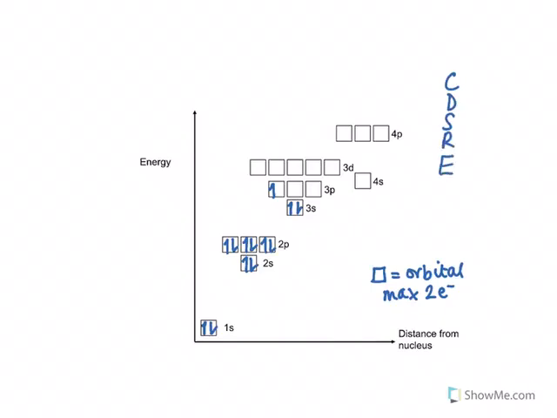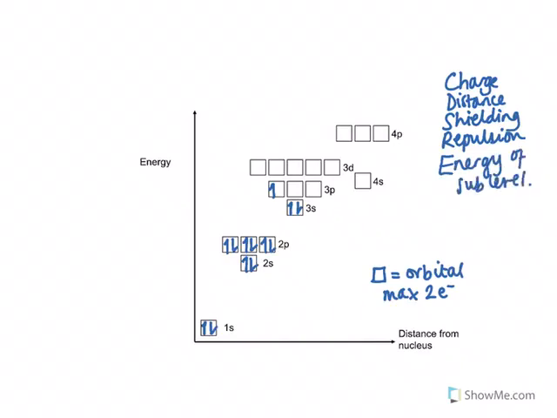Chemists do some rubbish experiments, but what this refers to in this example is the charge on the nucleus, the distance of that outermost electron from the nucleus, any shielding that that electron experiences, any repulsion that it experiences, and finally the energy of the sublevel. Okay, so in this example, what we're trying to explain is why it is that magnesium has a higher first ionization energy than aluminium, which is unusual.